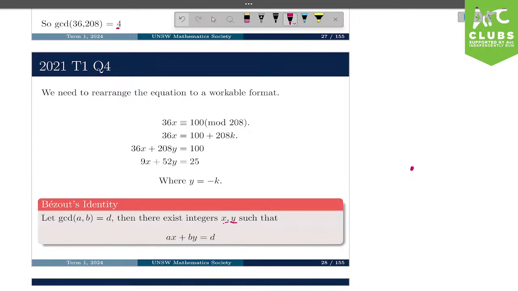If you do Math 1A, you might say that d is, okay, never mind, I forgot what I was going to say.